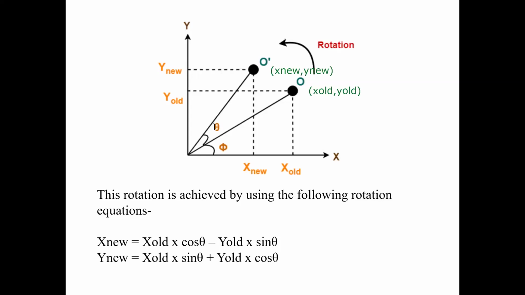Now if I want to write all these things as equations, how will it look? If I want to find the value of x new, then the formula is x old into cos theta minus y old into sin theta. You have to remember these things. You are not going to do the derivation of this, you are just going to remember this equation. y new will be x old into sin theta plus y old into cos theta. This is the formula which we are going to use.